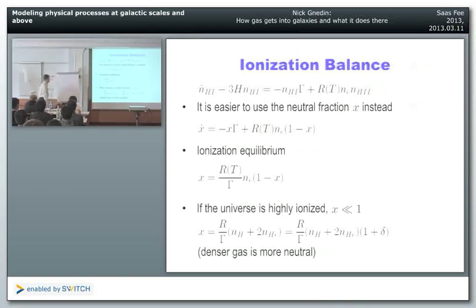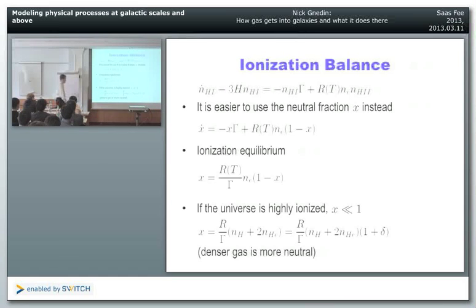So I can take this left-hand side and put it to 0. When my neutral fraction doesn't change, I'm in ionization equilibrium. My ionizations balance recombinations perfectly. And so this term is equal to that. I can solve for x, and I get this equation.